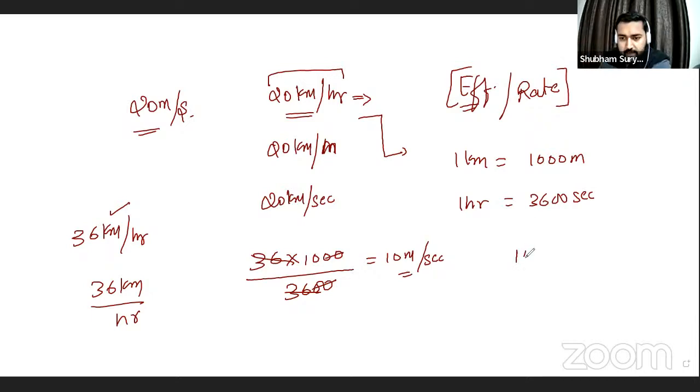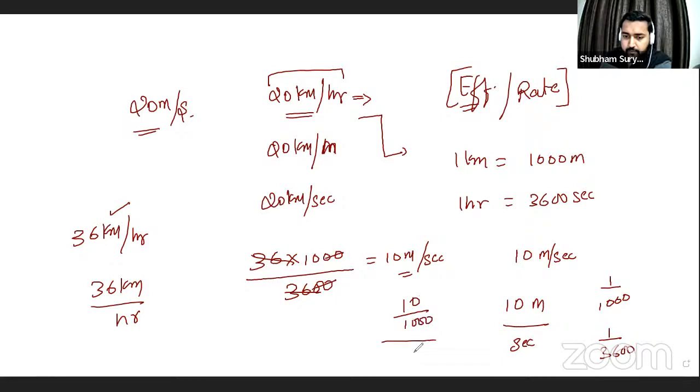Similarly, let's say I've been given 10 meters per second and I want to move to kilometers per hour. So I have meter in the numerator, seconds in the denominator. Correct. So from meter to kilometer, it's gonna be divided by 1000, right? And from seconds to hours, it has to be divided by 3600. It's gonna be simple. 10 divided by 1000 for meters, and for seconds 1 divided by 3600.